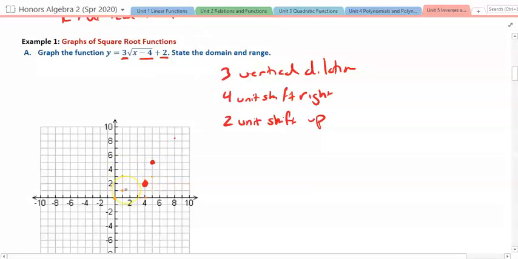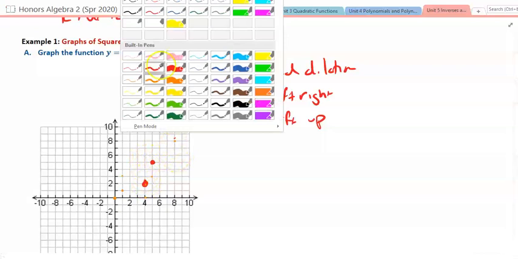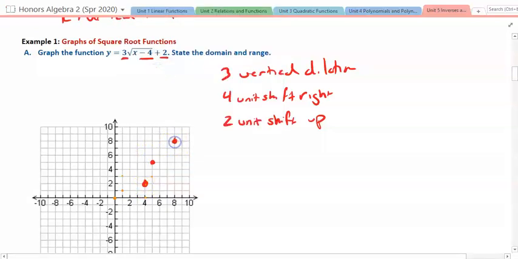So again, pay attention to the steps. Vertical dilation of 3, so my y value went from 1 times 3 gives me 3. Shifted to the right 4 units, and up 2. My next point is at 4, 2. So it's actually where this red dot is currently. And so I'm going to multiply the y value by 3, so it takes me to 6. Shifting it to the right 4 units will take me out to the x value of 8. And up 2 more units will take me here. So changing my color again will take me to there.